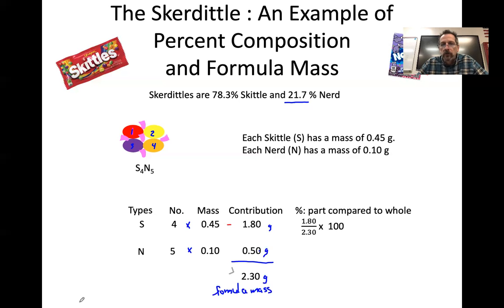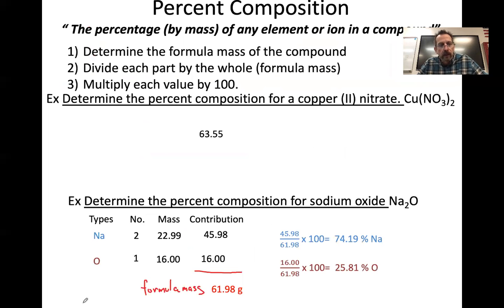So compare the parts to the whole by division. 1.8 out of 2.30, meaning 1.8 divided by 2.30 times 100, 78.3% Skittle. The part nerd, 0.5 out of 2.30 times 100, 21.7% nerd. So this strategy is the identical strategy that we're going to use for chemical substances. Now let's apply it here for chemical substances. Let's pause this for just a moment.